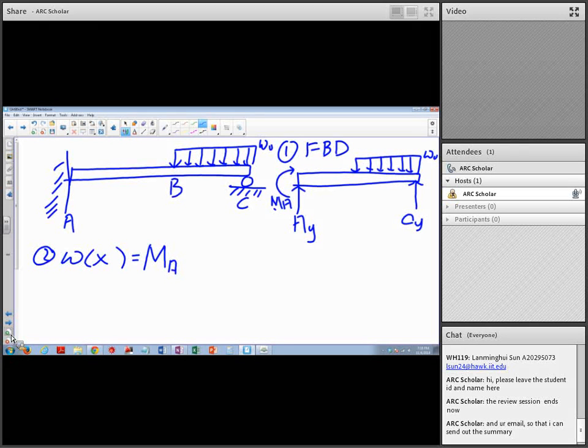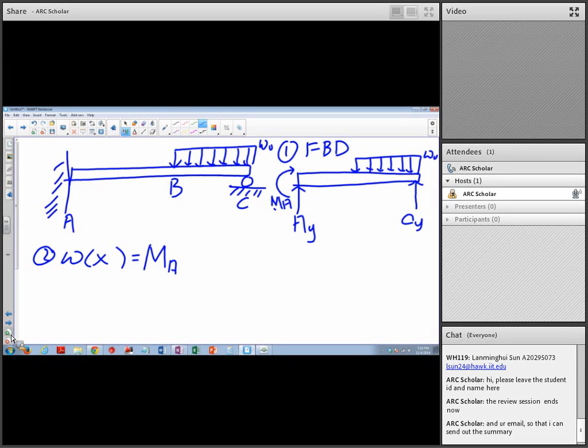One thing to remember here is that in the singularity function, the moment clockwise is positive and anti-clockwise is negative. This is different to what you did in the previous chapter. So now my moment is going clockwise, so it's positive.